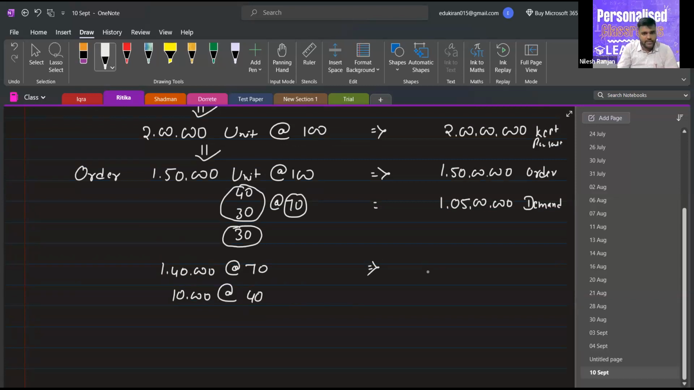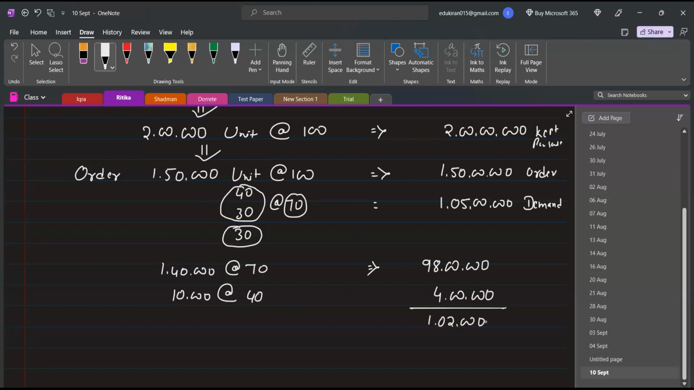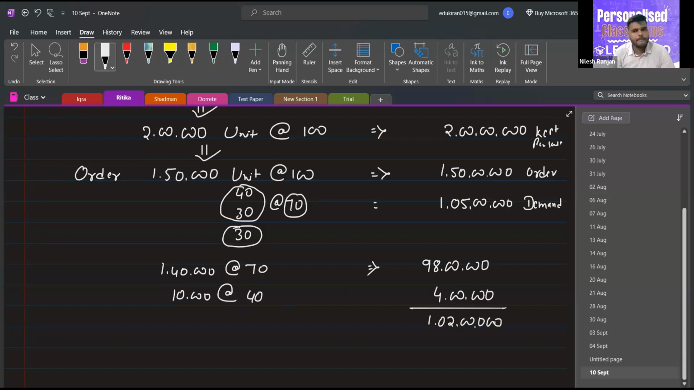So it is 98 lakh here and 4 lakh here. So total amount we receive is 1 crore 2 lakh. Now, so total amount we receive is 1 crore 2 lakh. So the balance amount, that is 3 lakh, what is it?